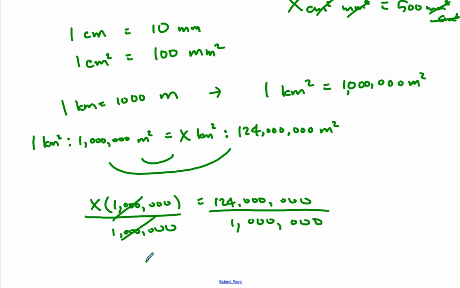So x is left on the left hand side, and on the right hand side all the millions are cancelled out, leaving 124 over 1, or 124. What is the unit? Square kilometer.